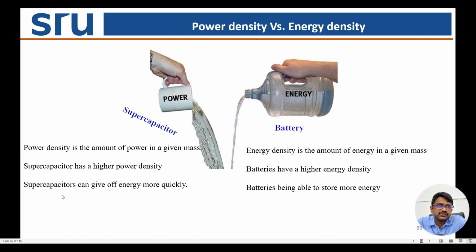Okay, right. So supercapacitors have a higher power density. Batteries have a higher energy density. Supercapacitors can give off energy very quickly, but batteries are able to store more energy. See, you need to understand, every technology or method has its own pros and cons. Supercapacitors can provide more power, but batteries can give more energy.